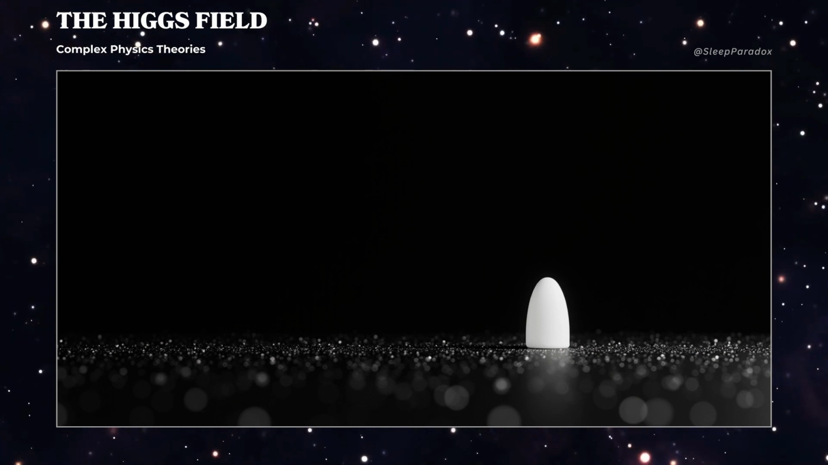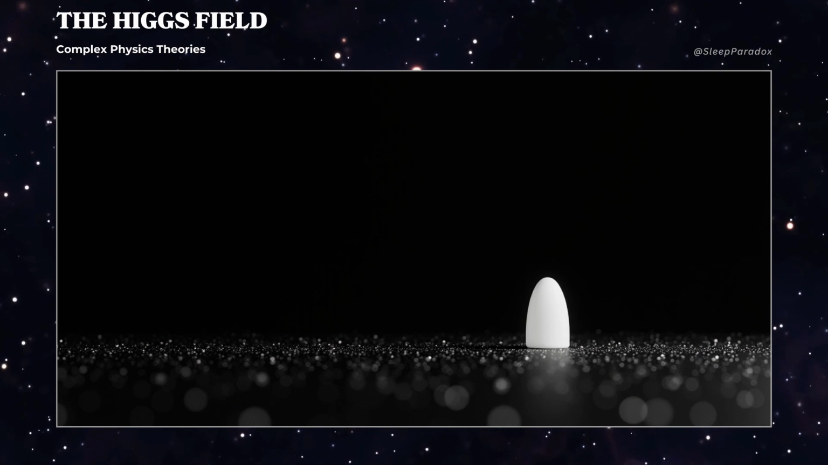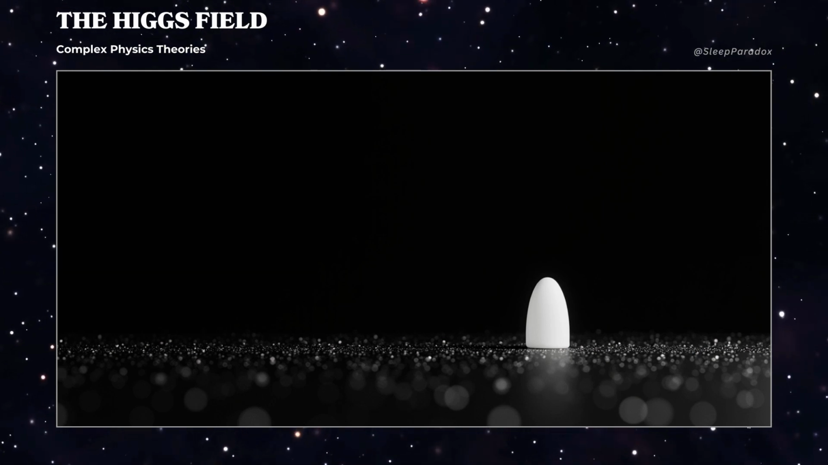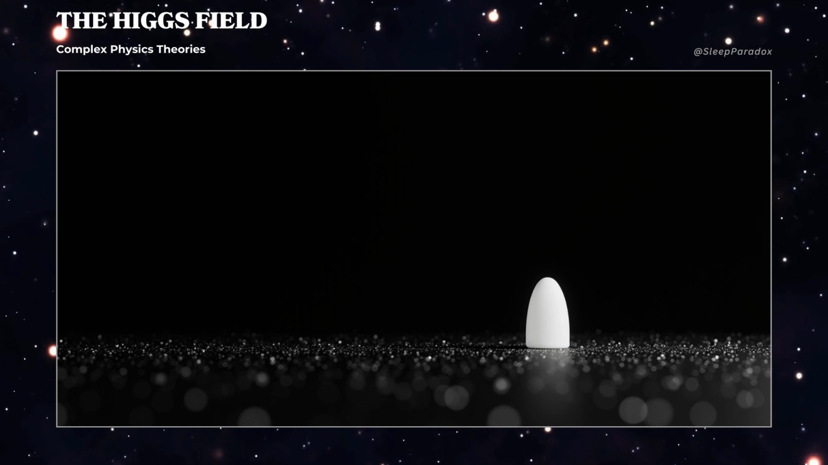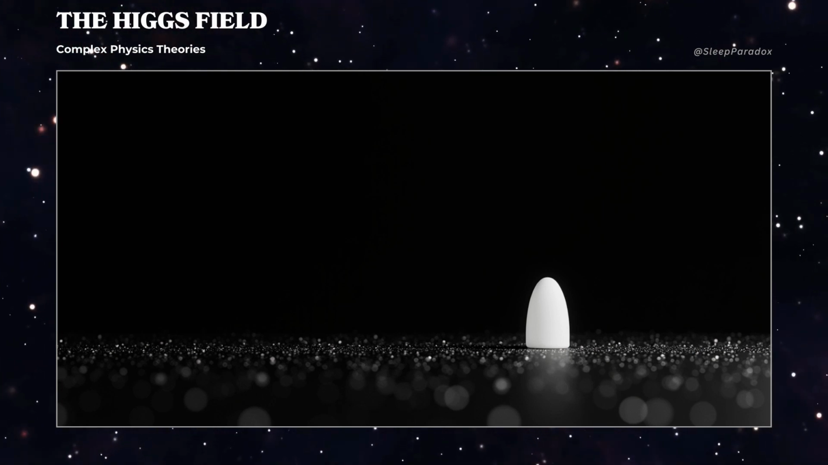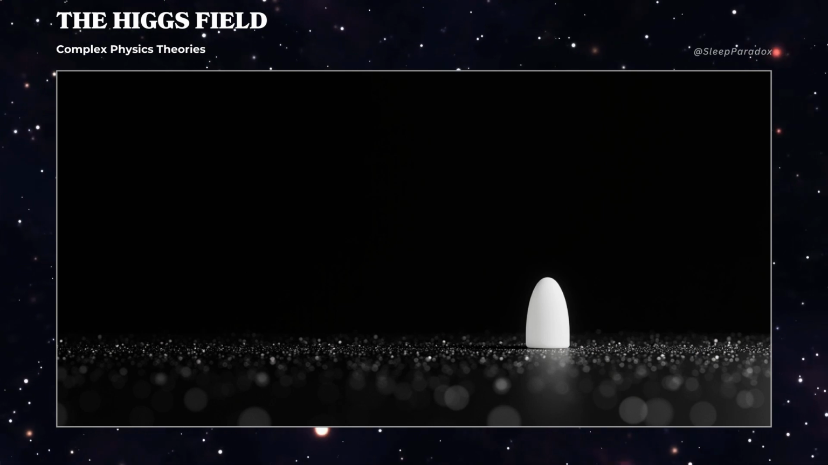Without it, the tapestry of existence we experience would be unimaginably different, providing a humbling perspective on the interconnectedness of fundamental physics. As our understanding deepens, so too does our appreciation for the elegant structure that underlies all that we perceive.